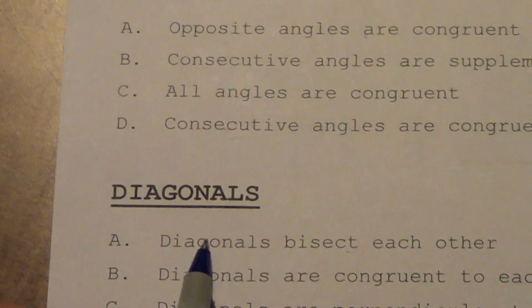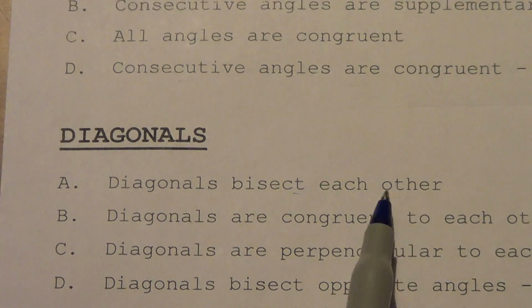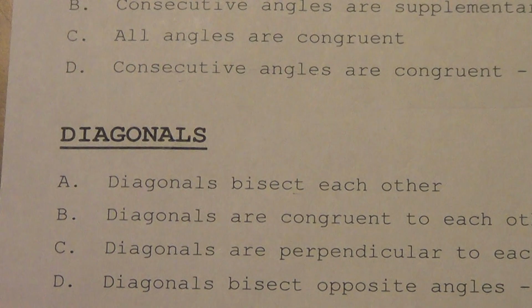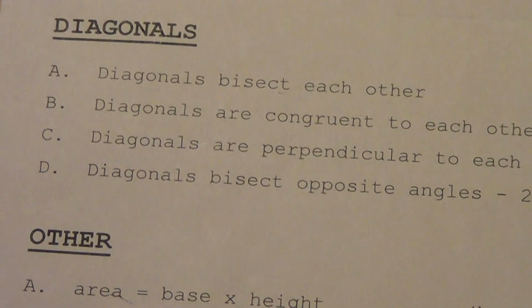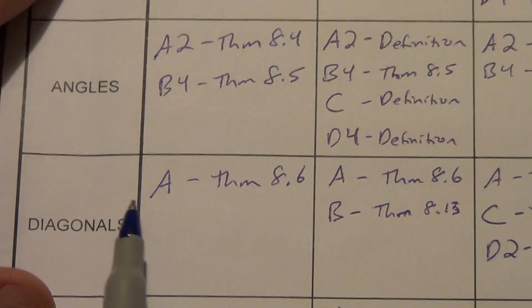Okay, so let's look at our diagonals. It says diagonals bisect each other. Well, that's kind of true in a kite. Like I said, maybe I should rephrase this so it says both diagonals or just one diagonal. But what we're going to do is put A1. We haven't really numbered A on any of our other diagonals. Diagonals A.